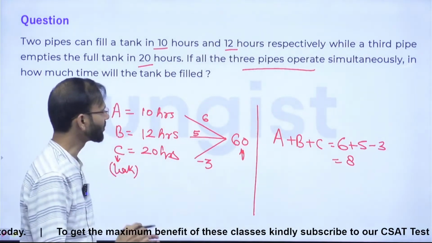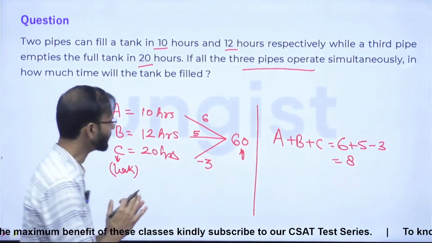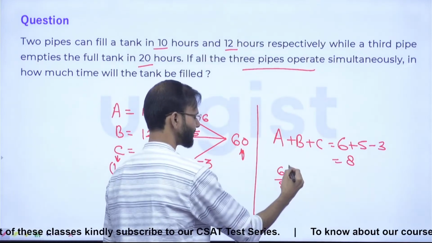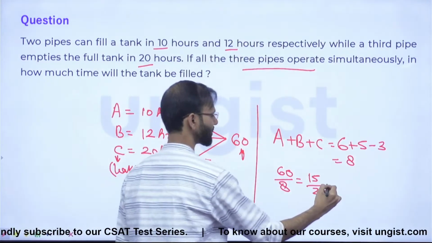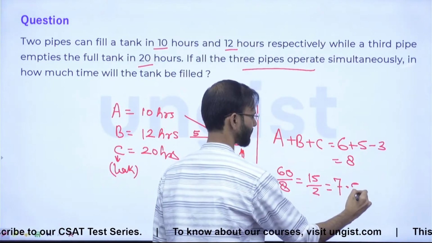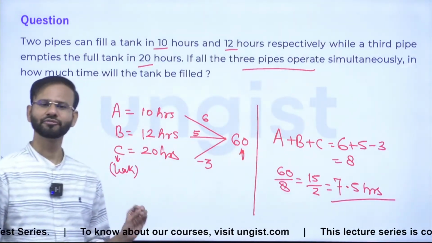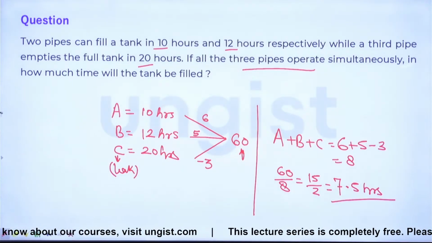Now the question is saying when all of them operate simultaneously, then in what time will the tank be filled? So what is the answer? The answer is 60 by 8. So guys, both the numbers are divisible by 4. So this is 15 by 2 or 7.5. Everybody clear? 7.5 hours. Fine guys? Okay. Please note it down.